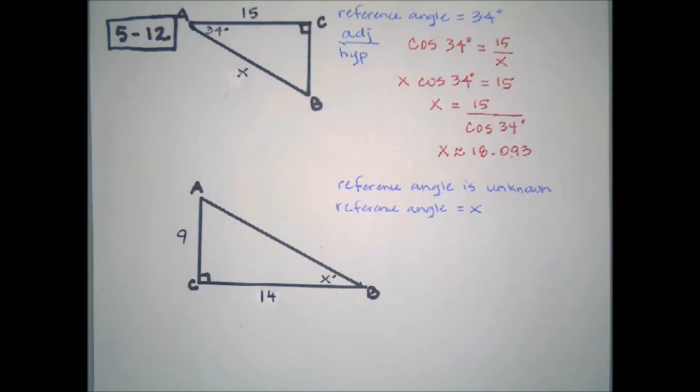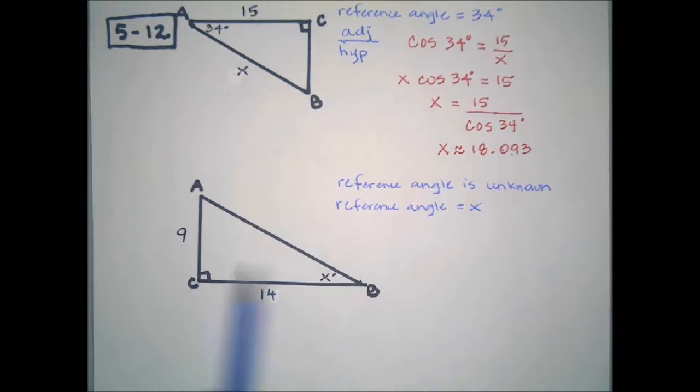For this next problem, I'm going to do something very similar to the one right above it. We're going to figure out our reference angle. This time our reference angle is angle B, and it's unknown. So the reference angle is unknown. We're going to call that reference angle x, and that's what we're solving for. Now, we do know a couple of things about that triangle from this reference angle.